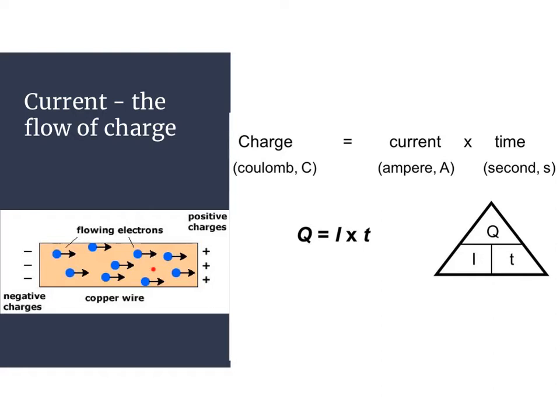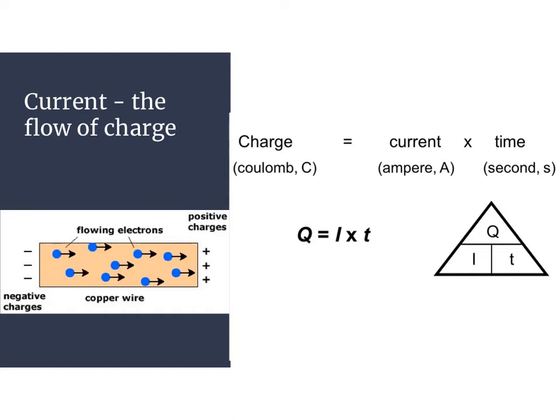Now, how do we measure current? We use this triangle. All right. So charge, current, and time. And what we see is that if we want to find charge, we cover it up, and that's going to be current times time. If we want to find current, that's going to be charge divided by time. And if we want to work out time, we can work out charge divided by current to work out how much time it's been flowing.